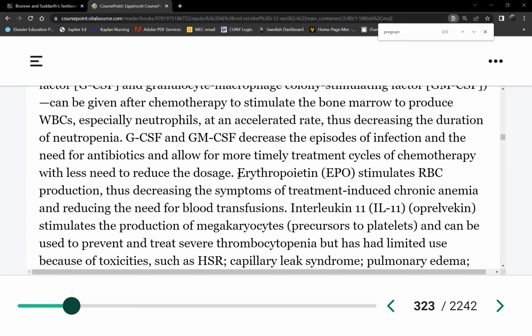Don't worry about male or female. There is no gender on the NCLEX. Yeah, that's a good thing. The patient will always be client. Of course, you won't have a male pregnant woman, right? You know what?